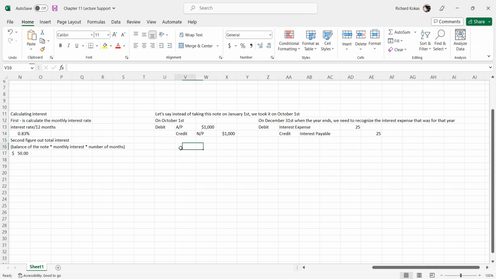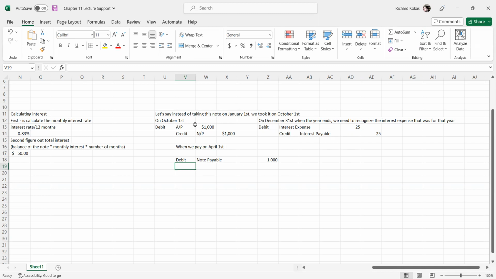Now, when we pay the note on April 1st, okay, so now we're paying the note. So what has to happen? One, we need to get rid of the note payable. So we're going to debit note payable. And that we know is for the full $1,000. What else do we need to get rid of now? Think of everything that exists and think of everything that needs to go.